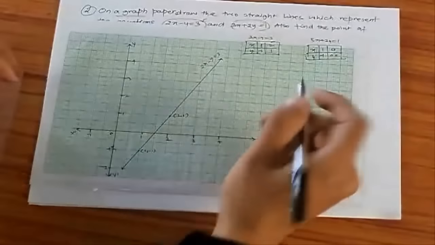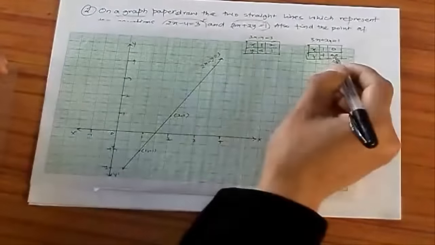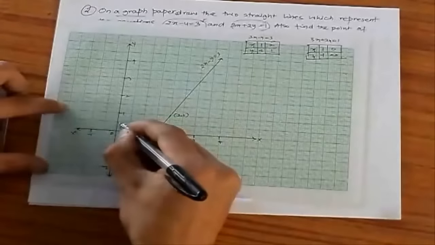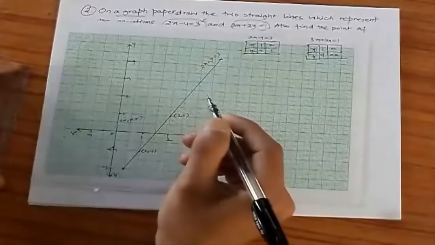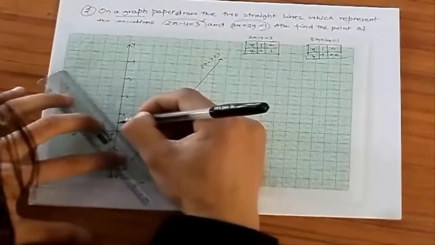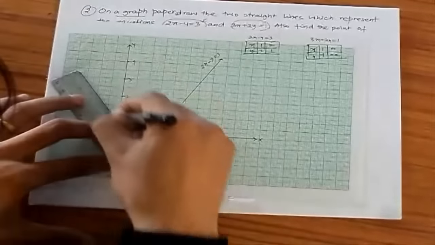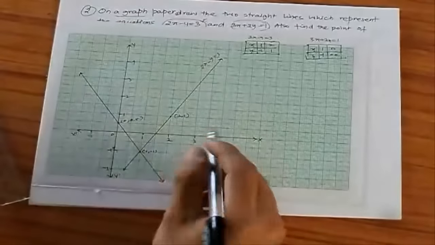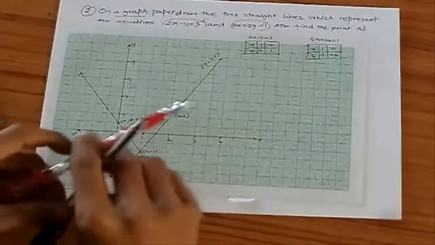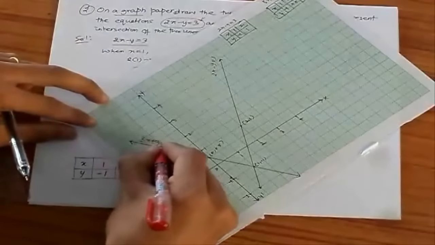So the next graph. When x equals 1, y equals -1. When x equals 0, y equals 0.5. Same thing. Okay, finish. So this is our graph. We're going to name the graph 3x plus 2y equals 1.